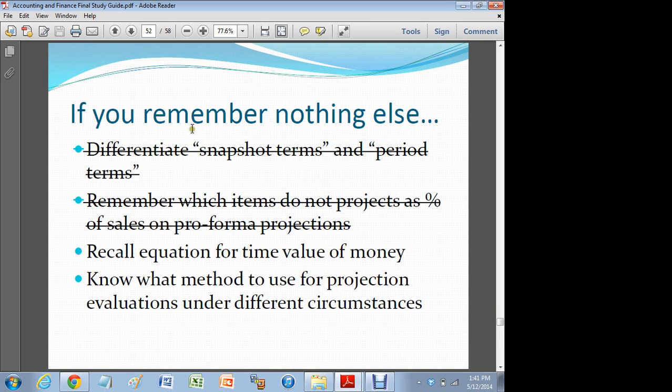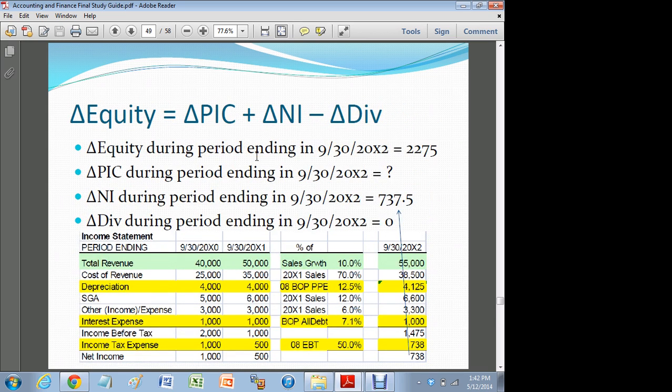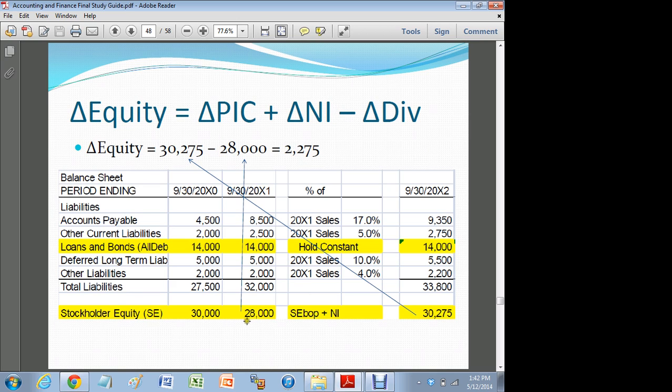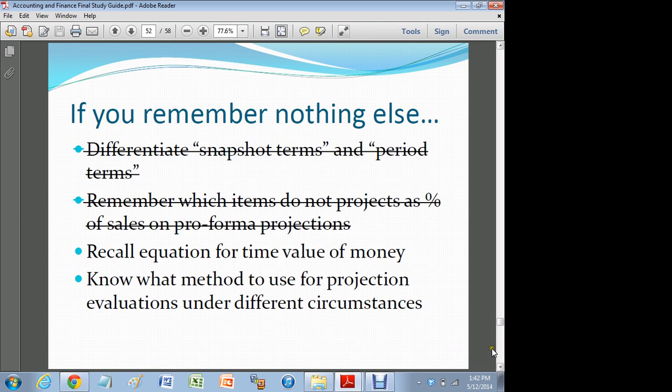Okay, so we more or less did a problem to figure out how to do the projections, and hopefully with this you remembered what it means for a term to be a snapshot term versus a period term. And where they really came into play was at the end here, where you have this number 28,000 and this number 3275. These are both snapshots, but if you take the change of them, then you get a period term and so forth.